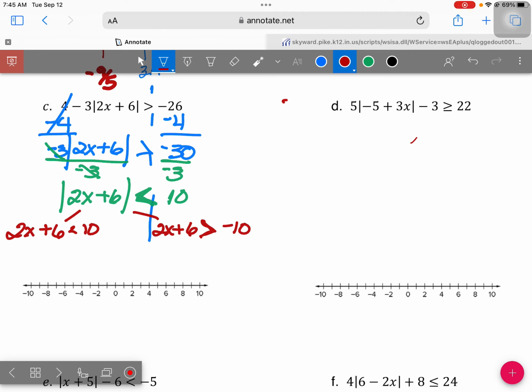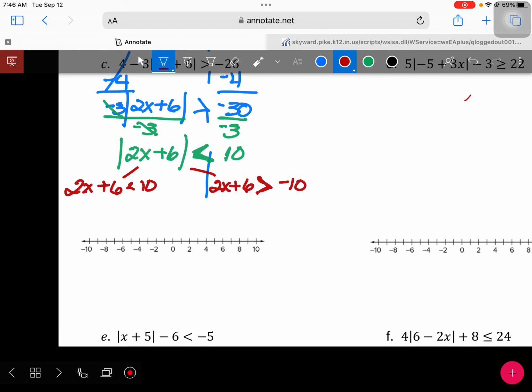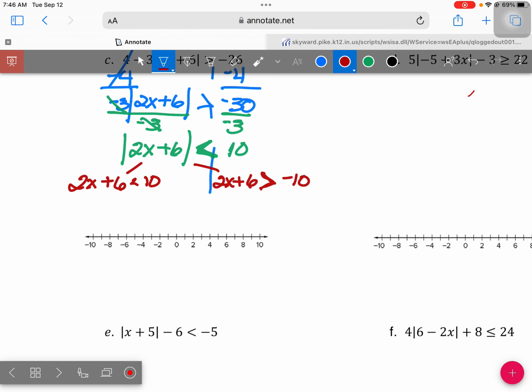And on the other side, subtract 6, subtract 6. 2x is greater than negative 16. Divide by 2, divide by 2. I didn't divide by a negative, so I'm not going to flip. So the sign stays the same. X is greater than negative 8. Did I keep the right sign?